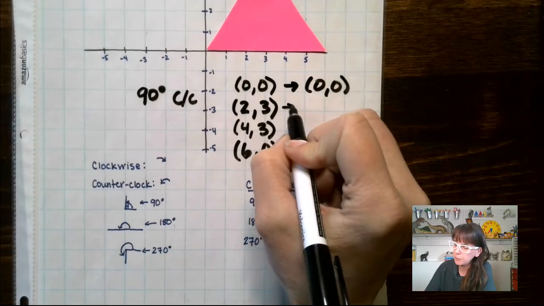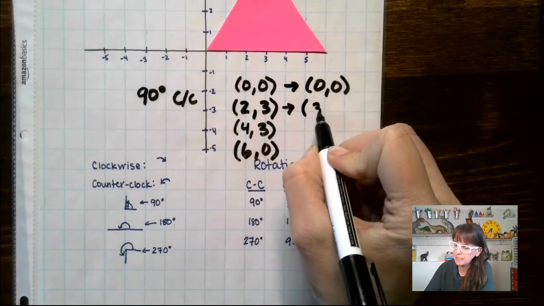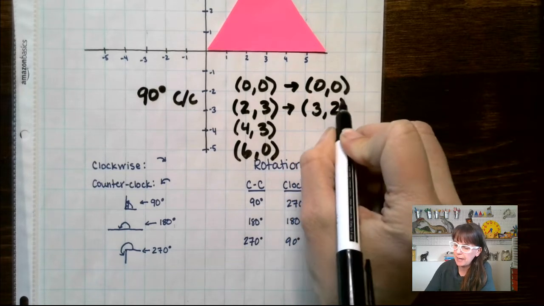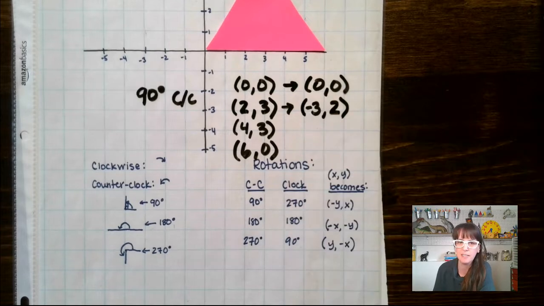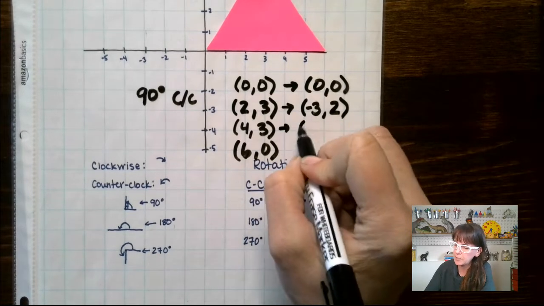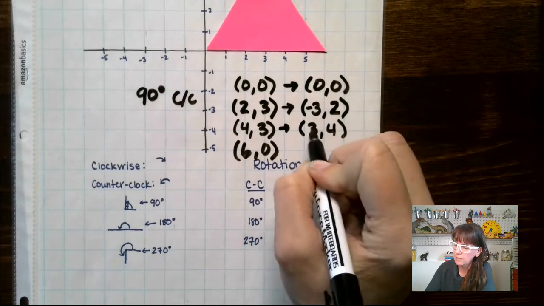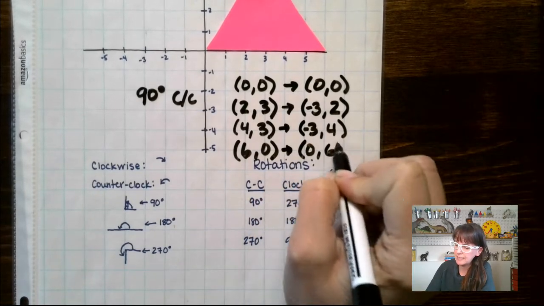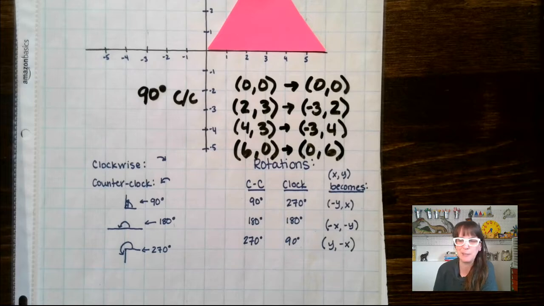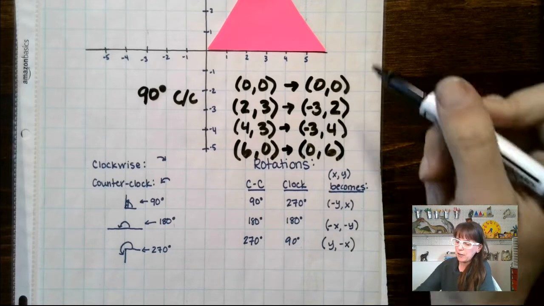Now 2, 3, we're going to move 3 to the front and 2 to the back. And remember, our first one becomes negative or the opposite of whatever it is. That's positive, now it's negative. Same thing here, we're going to swap our 3 and our 4, make that guy a negative. And then we're going to swap our 0 and our 6 and make 0 negative, but you can't really do that. So here are our new points.